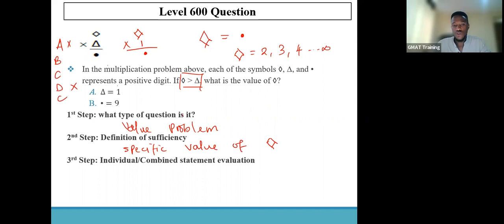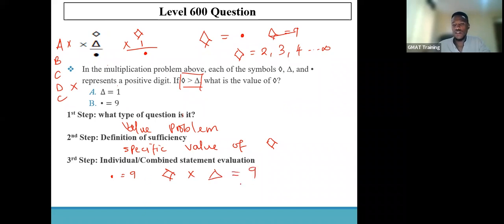And that applies to choice D as well, right? So with that, we can move on to the second statement, which states that this dot is equal to 9, right? When the dot is equal to 9, what does this mean? This means that in our question stem, the product of the rhombus and the triangle is going to yield 9, right? So these two symbols, when multiplied, would give us the value 9.